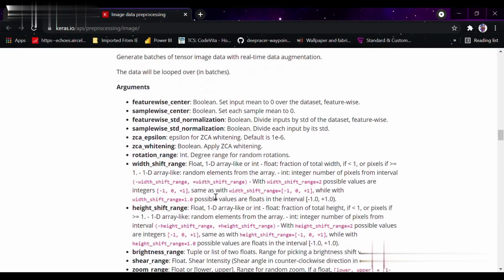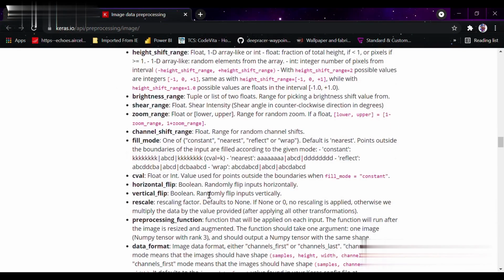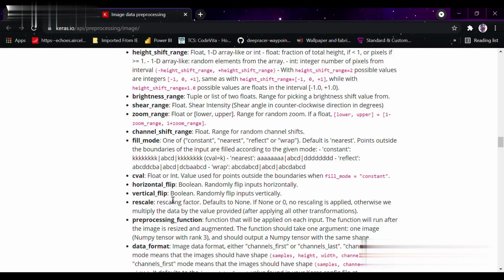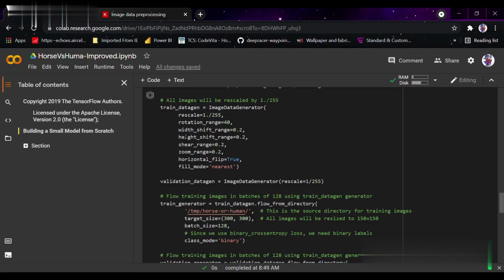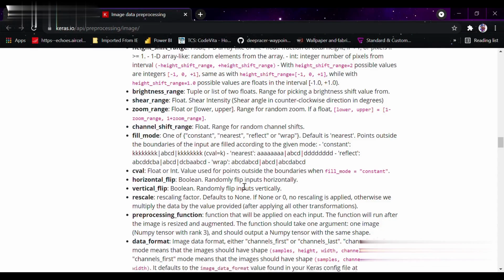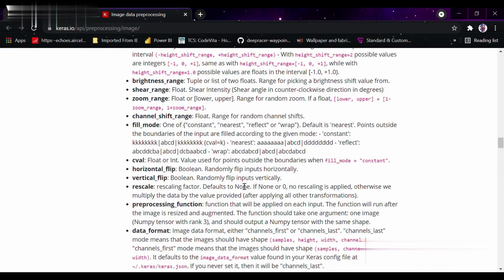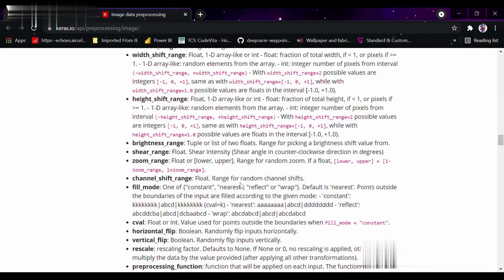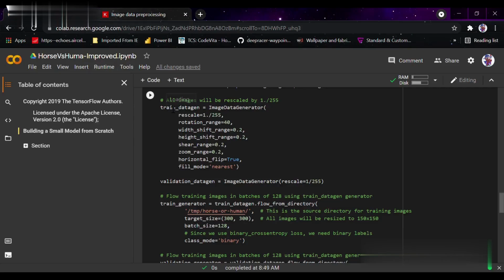So what is horizontal flip? You must have got an idea that it is a boolean that randomly flips inputs horizontally. And if you want to put vertical flip also equal to true, you can do that also. But for now I am putting here only horizontal flip. So from horizontal flip and vertical flip, we basically flip the image randomly in the horizontal and vertical direction respectively, and just look at it from that point also.